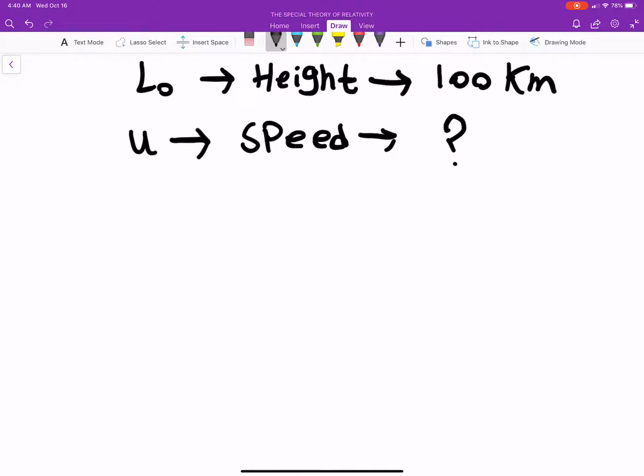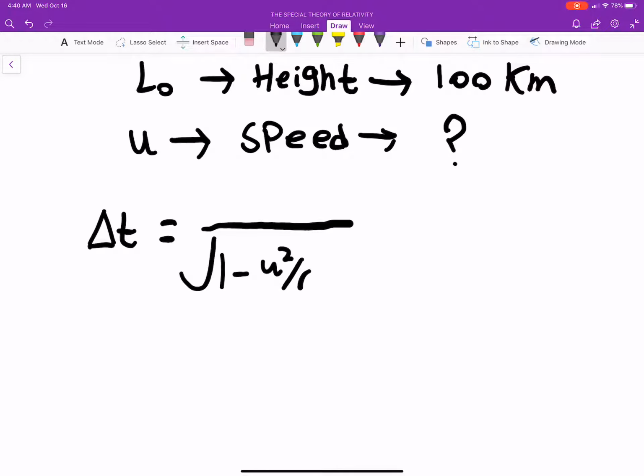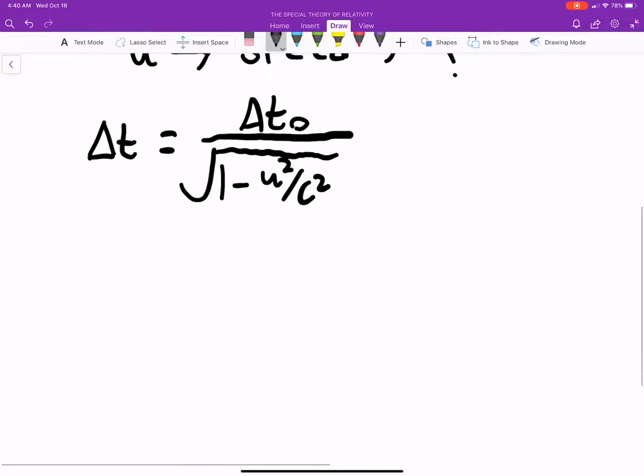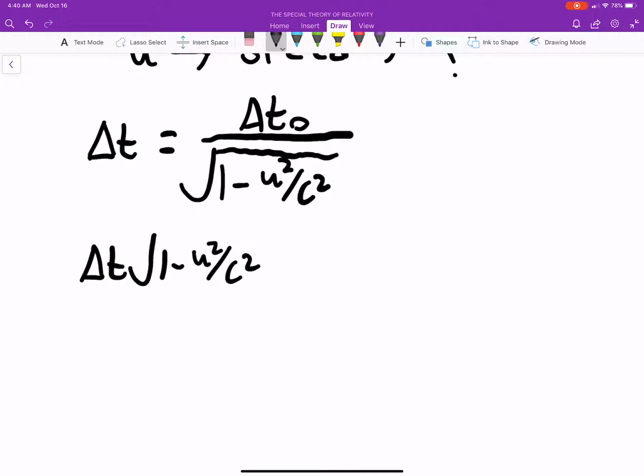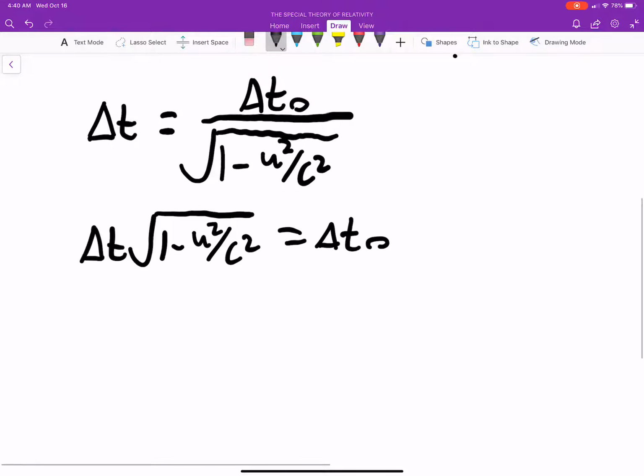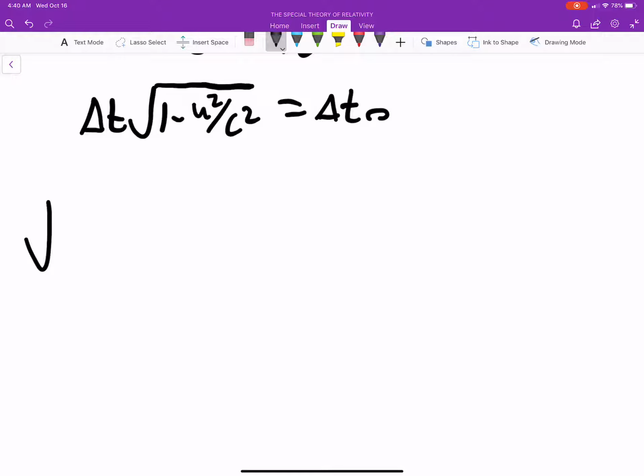So I think the first thing will be just to write out our equation with time dilation, our equation that we use to find the time dilation. And we're looking for the speed u, so let's do some algebra, right? Multiplying over. I'll go ahead and work through the algebra, even though I'm sure you all could do it. A little bit of algebra isn't bad to do.